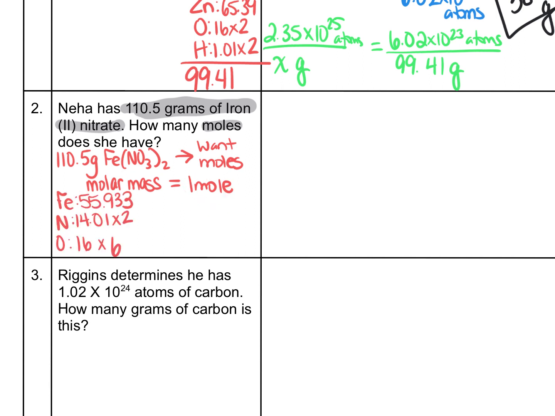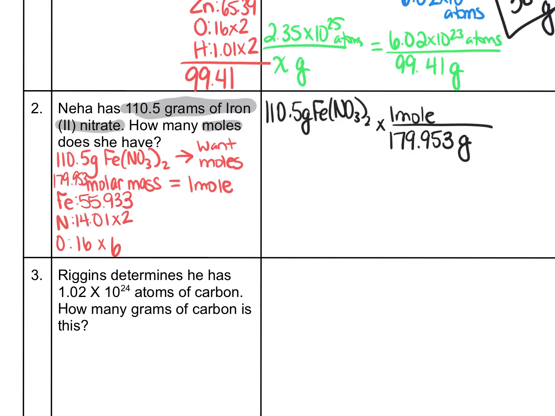So I get a molar mass of 179.953 grams. So now I start with what I'm given, 110.5 grams of iron nitrate, and I'm going to multiply it by the relationship I know between moles and grams. So I'm going to take that molar mass, I'm going to put it on the bottom because I don't want grams anymore. I'm going to put that 1 mole is equal to that mass. I'm going to put the 1 mole on the top so that I can solve for moles.